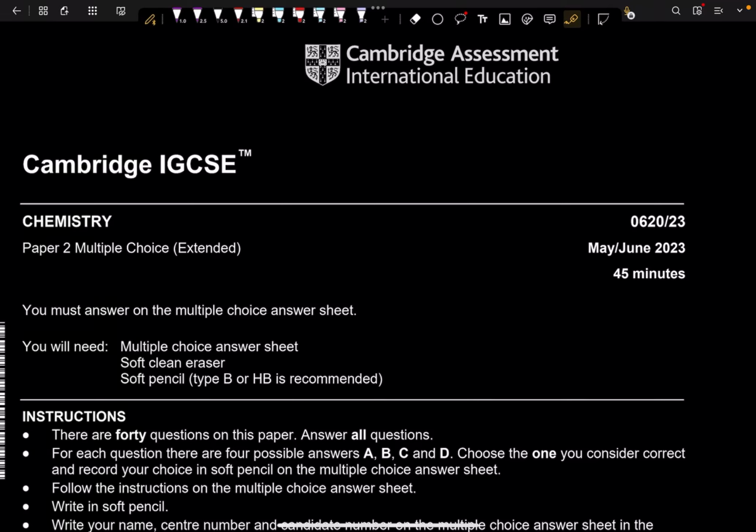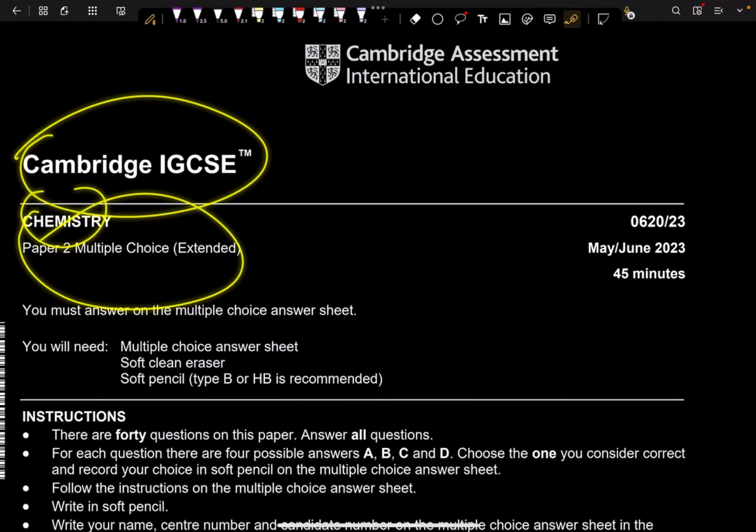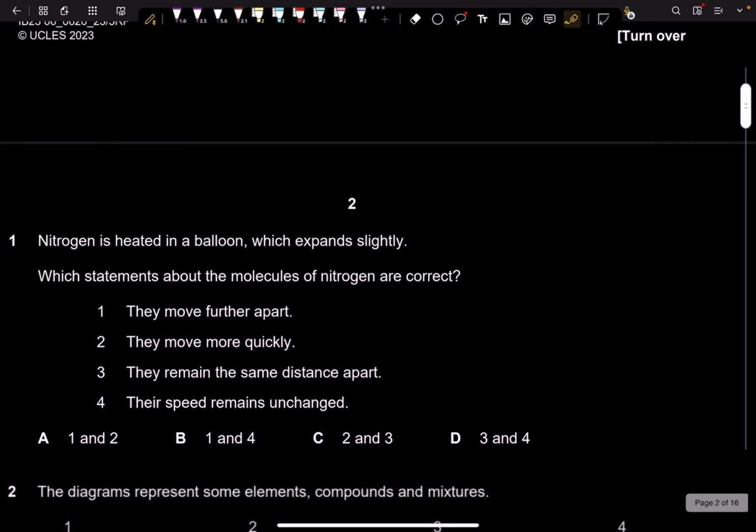So today we are going to be solving Cambridge IGCSE Chemistry Paper 2 Multiple Choice May-June 2023 Paper 23. So let's get started with question number 1.